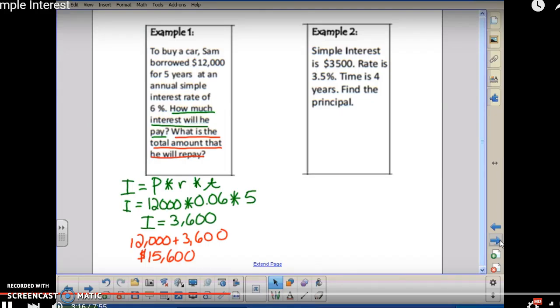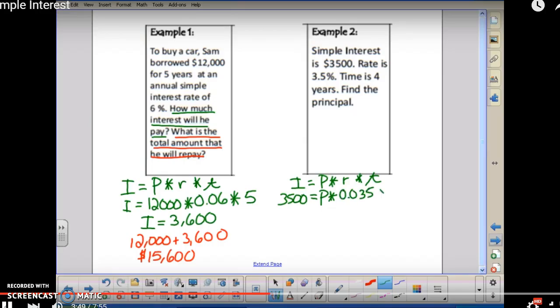In example 2, the simple interest is $3,500, the rate is 3.5%, and the time is 4 in years. Find the principal. So we're going to be missing this time the principal amount. So we're going to fill into our formula everything we know, and then use our solving equation methods to figure out what the principal actually is. So we know the interest is $3,500. That's going to be equal to, we don't know principal. The rate is 0.035 as a decimal times 4, which is the time.